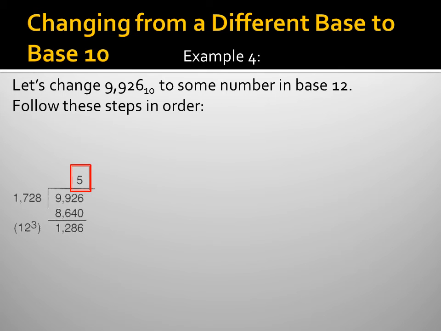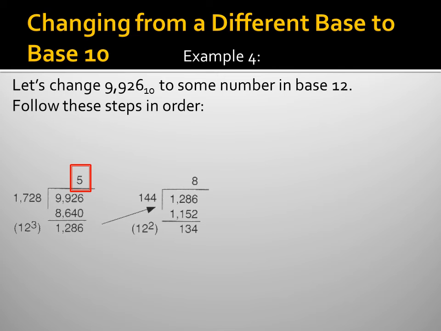So we need to keep that 5 on top, because that 5 is the first number in our new number in base 12. So now we take 1,286 and bring it up and put it into the next division problem. And we know that the next exponent will be 12 to the second power, because that's the next lowest power after 12 to the third. So 12 to the second power is 144. That's the number we're going to divide into 1,286. Do that on your calculator.